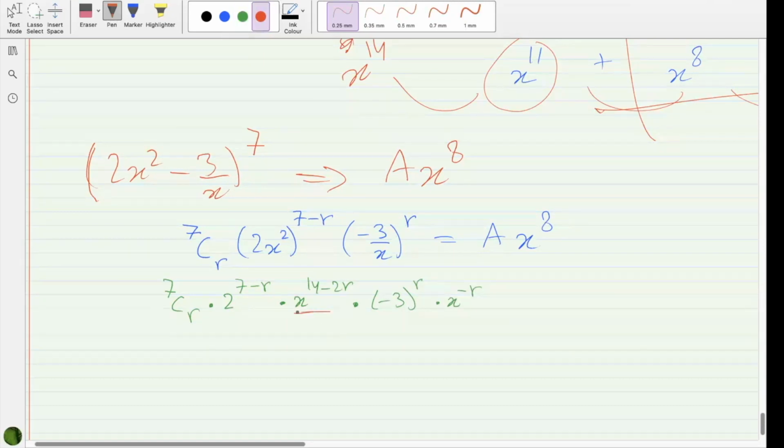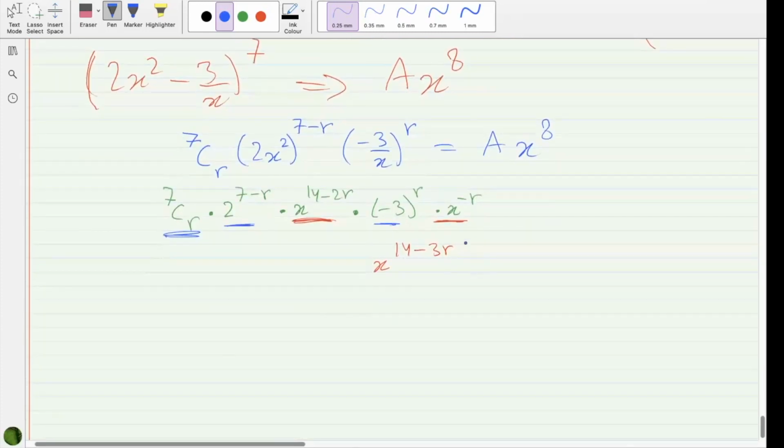Yes, sir. Now if we combine these two x, multiplication means adding the powers. It will become x raised to power 14 minus 3r. And the constant will be the remaining terms, this and this. We'll copy this later. But we needed to find this. So by comparing, I can say 14 minus 3r is equal to 8.